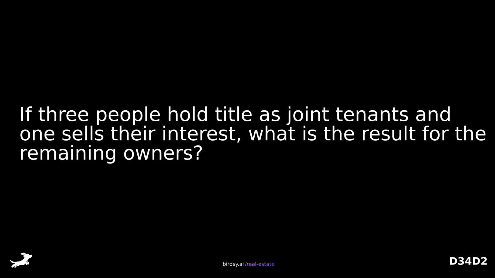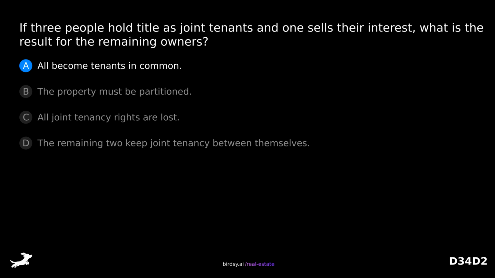If 3 people hold title as joint tenants and one sells their interest, what is the result for the remaining owners? Is it A, all become tenants in common? B, the property must be partitioned? Or D, the remaining 2 keep joint tenancy between themselves? The correct answer is D, the remaining 2 keep joint tenancy between themselves.